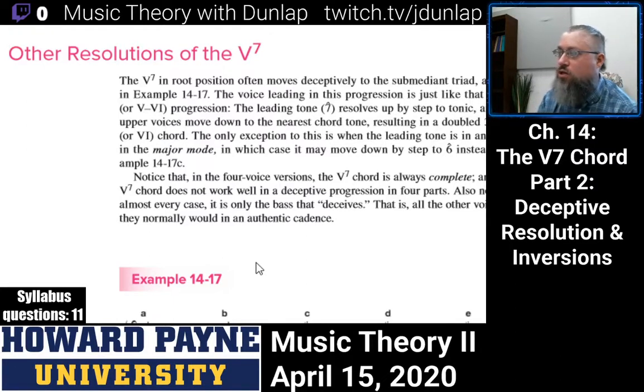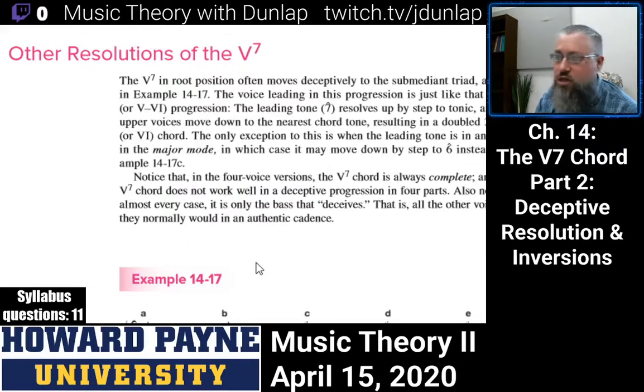So here we're going to start off on page 226 about other resolutions. What that's specifically talking about is deceptive resolution, 5/7 to the 6 chord. So submediant in a major key is the relative minor, and in a minor key is just scale degree 6. It's a half step away from 5. Now there is an issue if we take just the 5 triad, so the dominant triad, and we resolve upward a step, everything's moving together.